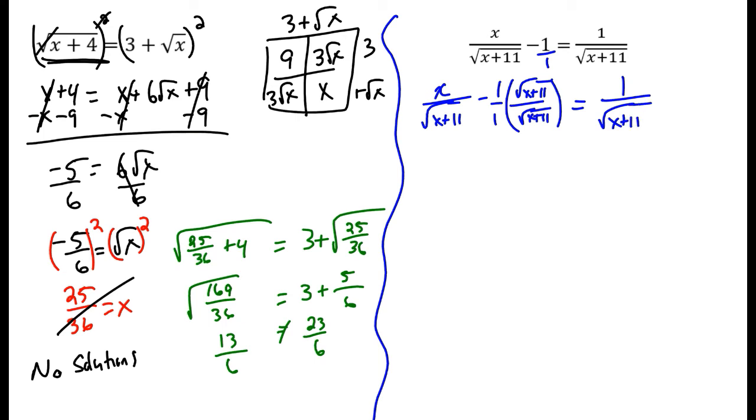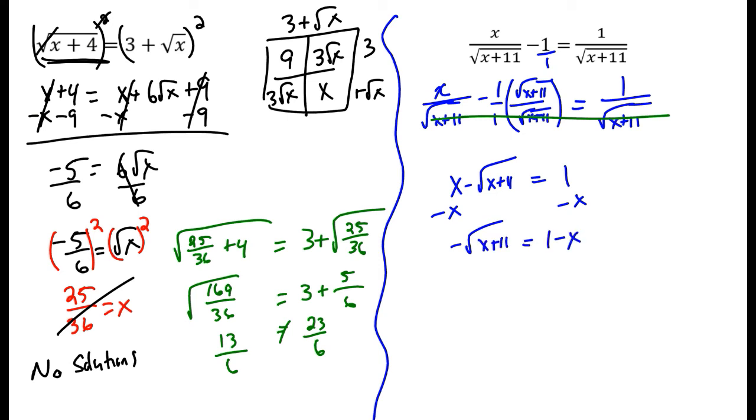Now that I have a common denominator, I look up at the top and I have x minus the square root of x plus 11 equals 1. Well, this is a square root equation, so I should isolate that square root. I'm left with negative radical x plus 11 equals 1 minus x. I'm going to divide by negative 1 to change everyone's sign there. So I'm going to get negative 1 plus x.